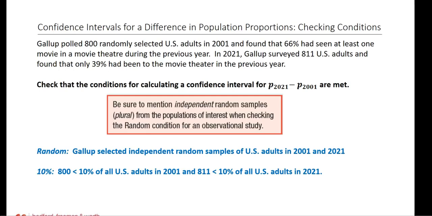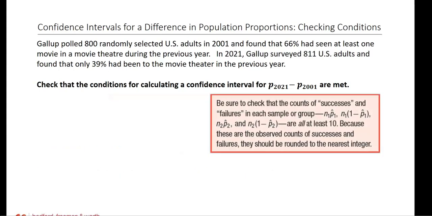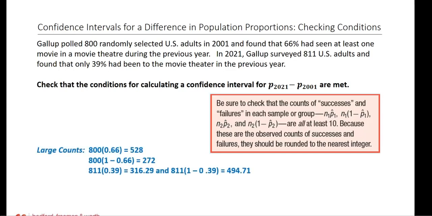Pretty similar to the way we were talking about there. And then the large counts, be sure that the counts of successes and failures are all at least 10. They should be rounded to the nearest integer. So that's interesting. It also helps you when you do this in the calculator, which we'll eventually learn how to do. So make sure you round them to the nearest integer. You don't have to round up, just to the nearest integer.